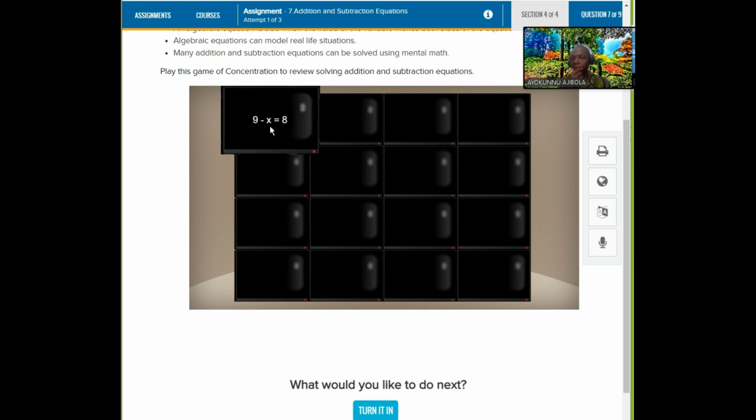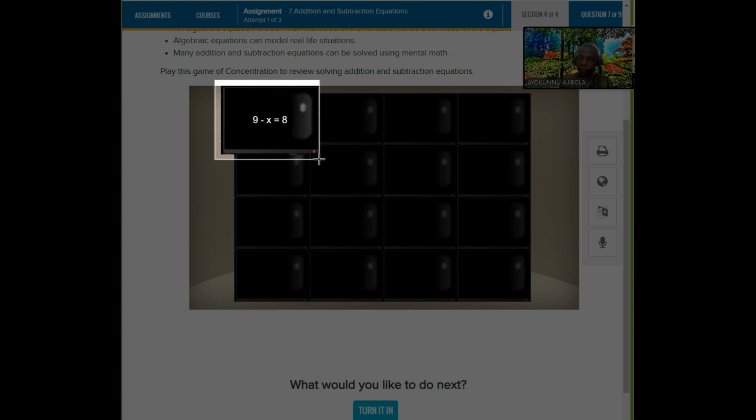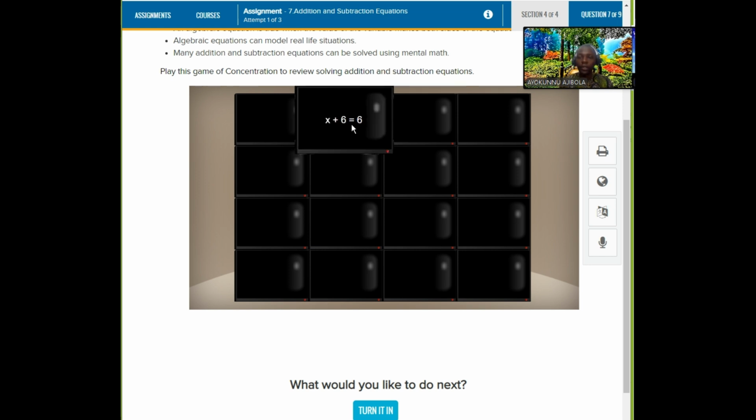If we look at this one, it says 9 minus x equal to 8. Okay? So 9 minus x equal to 8. Then if we check the second page, it is x minus, or x plus 6. Let me check it. It says x plus 6 equals 6, okay?